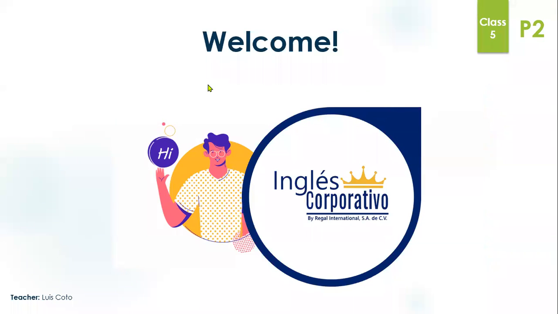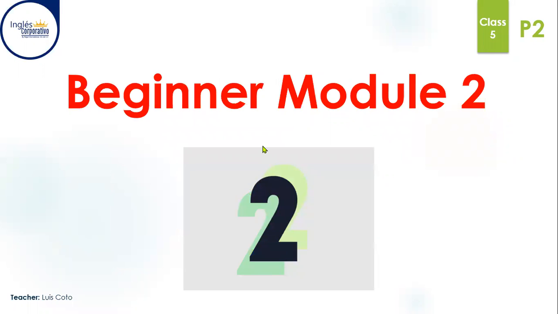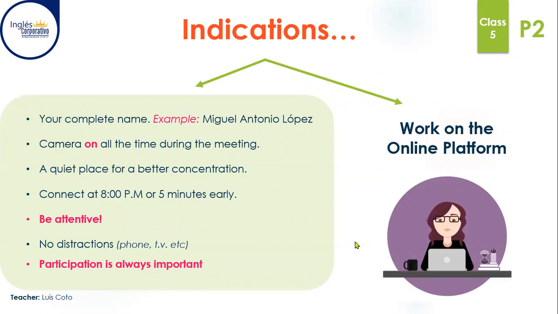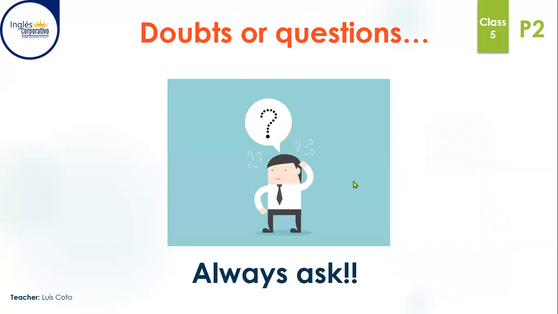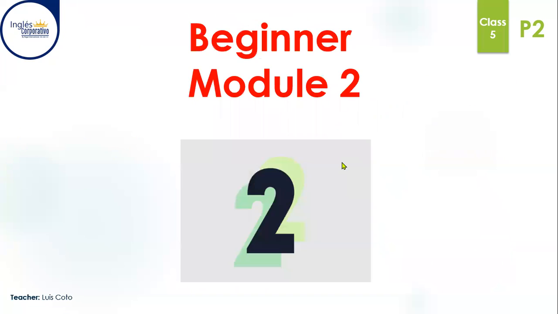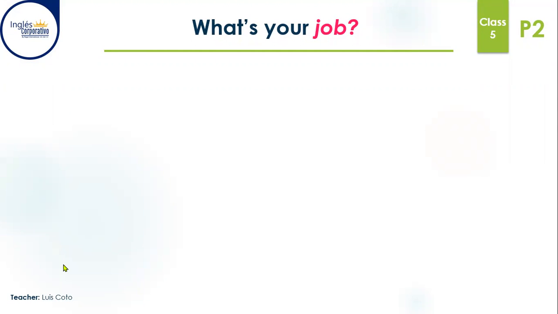Okay, let's see. Today we have class number 5. We have done the first week, and today we are going to begin week number 2. The indications are the same for every class, and remember, work on the online platform. Complete section number 3 during this week and the midterm exam. Two things for this week. Doubts or questions, you can ask, no problem. Okay, let's pass this over. Beginner module 2.